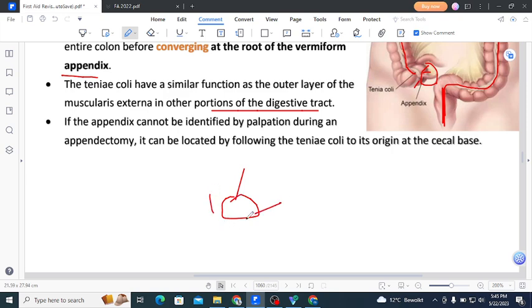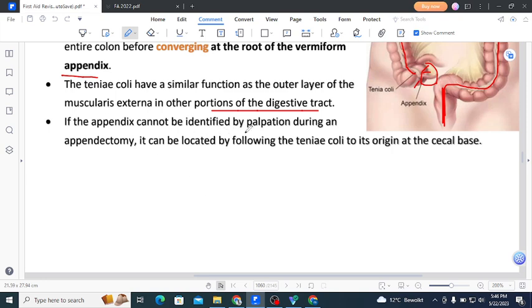There is a continuous coat. I'm just drawing straight lines to depict that the outer layer of the muscle is longitudinal muscle and the inner layer is the circular muscle. The main function of these longitudinal and circular muscles is to assist in peristalsis.